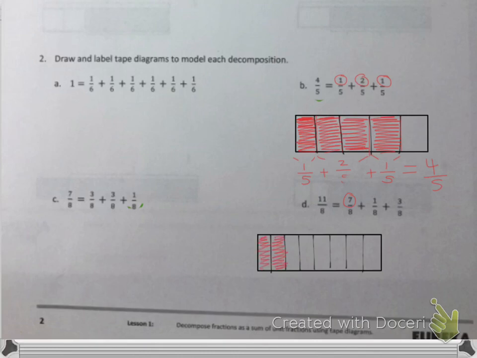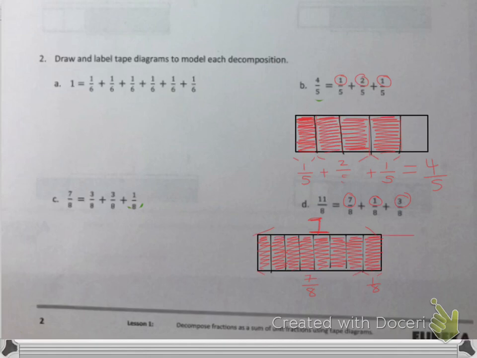So 1, 2, 3, 4, 5, 6, and 7. Excellent. So this would be 7/8. And we are shading in 1/8. So this actually makes one whole. Makes one whole. Perfect. However, this is an improper fraction, so we have 3 more 8ths.